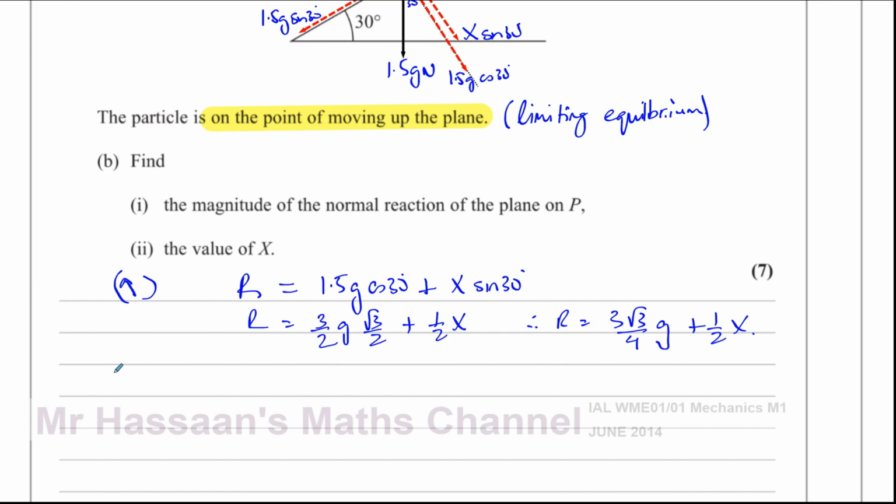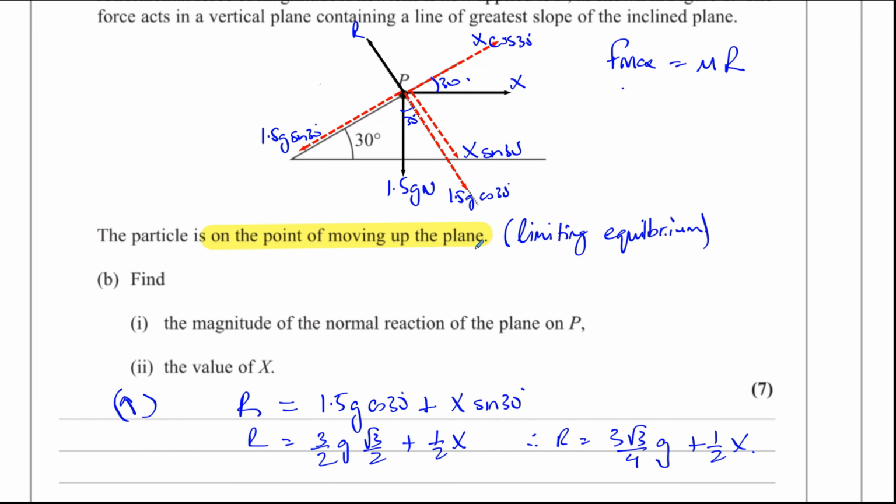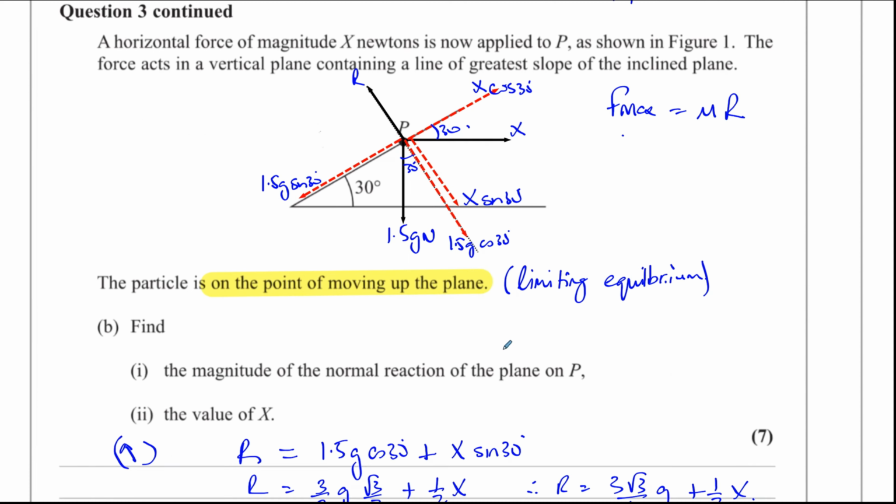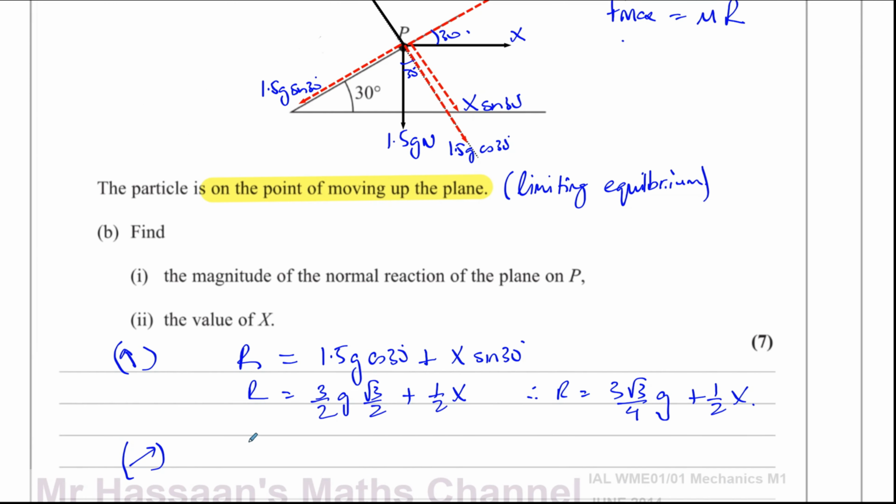And if we resolve the forces also parallel to the plane, you can do it either way because it's in equilibrium. I like to do it like it's on the point of moving up, so I'll put up the plane as positive. The direction in which it's trying to move, but it doesn't really matter because it's in equilibrium. You'll say X times cosine 30 is equal to, and you're going to have 1.5g.